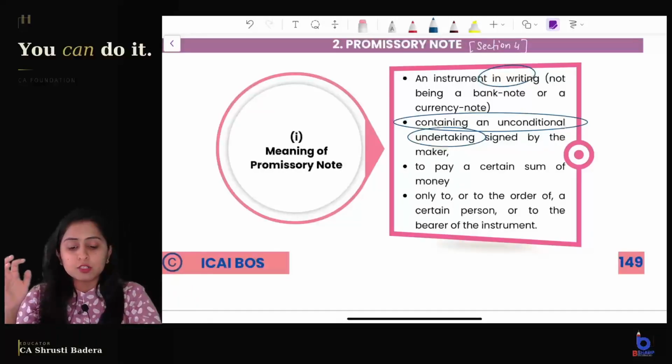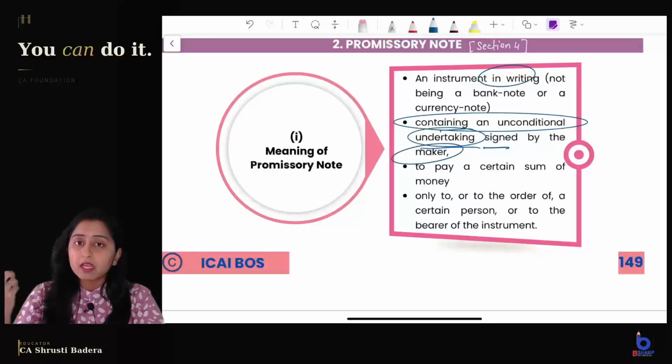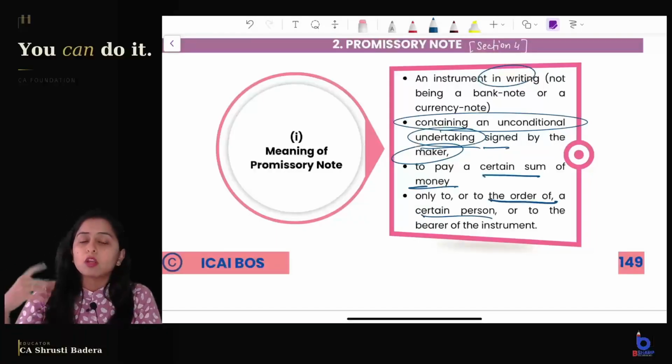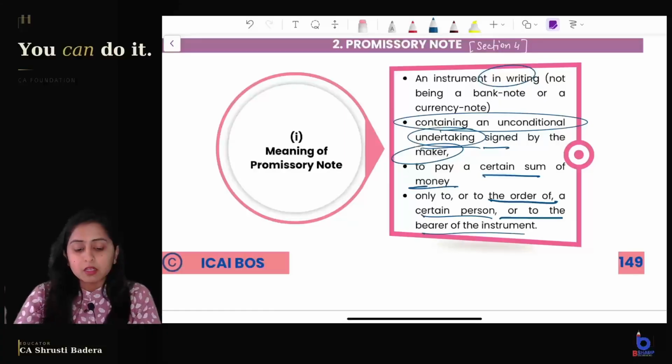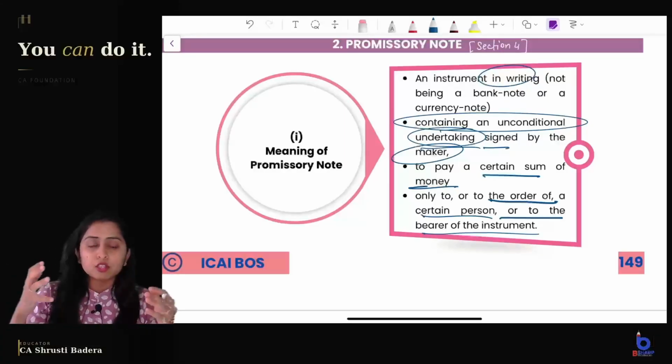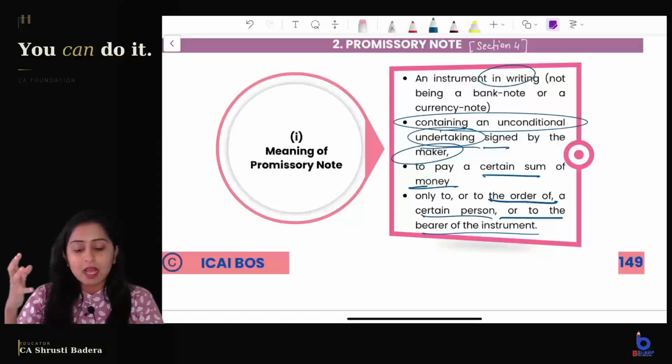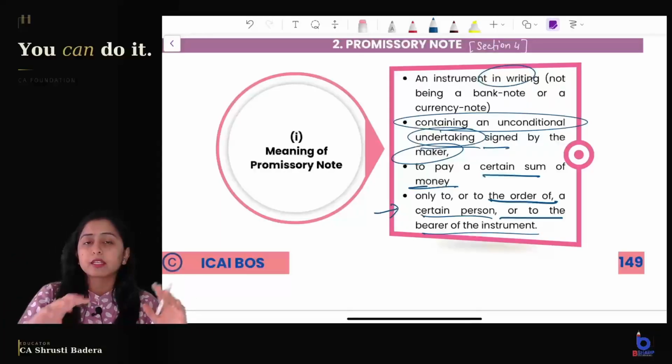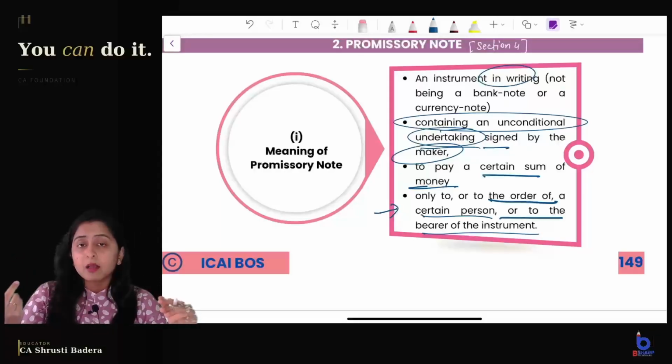So a promissory note is an instrument in writing containing an unconditional undertaking which is signed by the maker to pay a certain sum of money only to a certain person or to the order of a certain person or to the bearer of the instrument. According to the Negotiable Instruments Act, it can be payable to order also and to bearer also, right? But further in the characteristics, we will realize that a promissory note cannot be made payable to bearer because the RBI Act does not allow it, right?